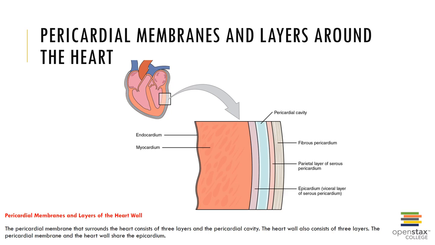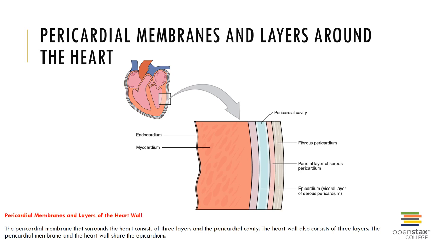The epicardium, also known as the visceral layer of the serous pericardium, covers the outer surface of the heart. This serous membrane consists of an exposed mesothelium and an underlying layer of areolar connective tissue that is attached to the myocardium. The heart is also surrounded by several membranes.